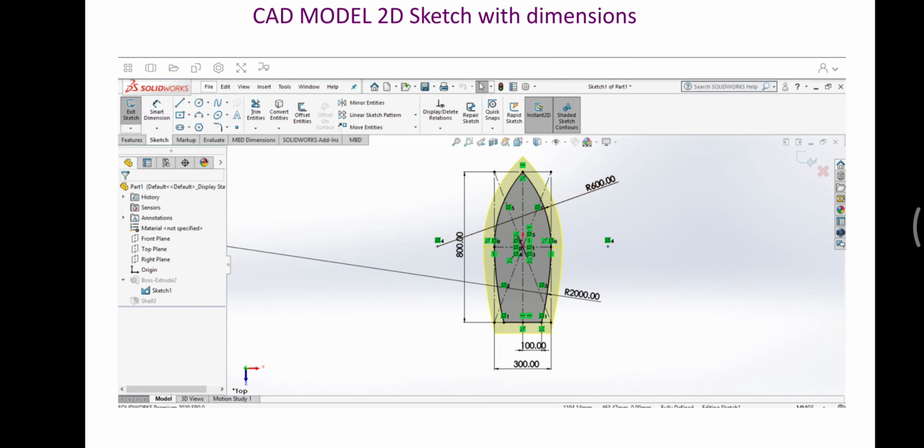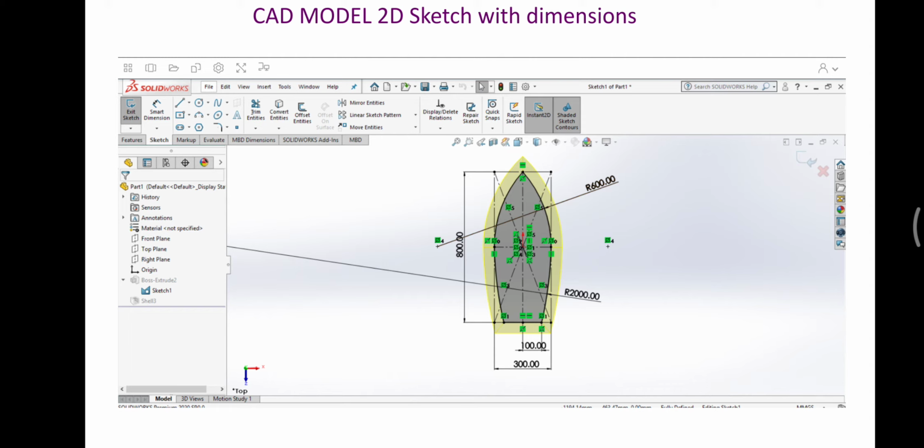Now this is a CAD 2D model of our boat with the dimensions. You can see the forward curvature is 600 mm and the backward curvature is 2000 mm. The overall length of our boat will be 800 mm, which is 80 centimeters, and also the width of our boat will be 300 centimeters. Overall width of the base will be 200 centimeters. You can see that the boat is extruded upward with a 20-degree outward angle.